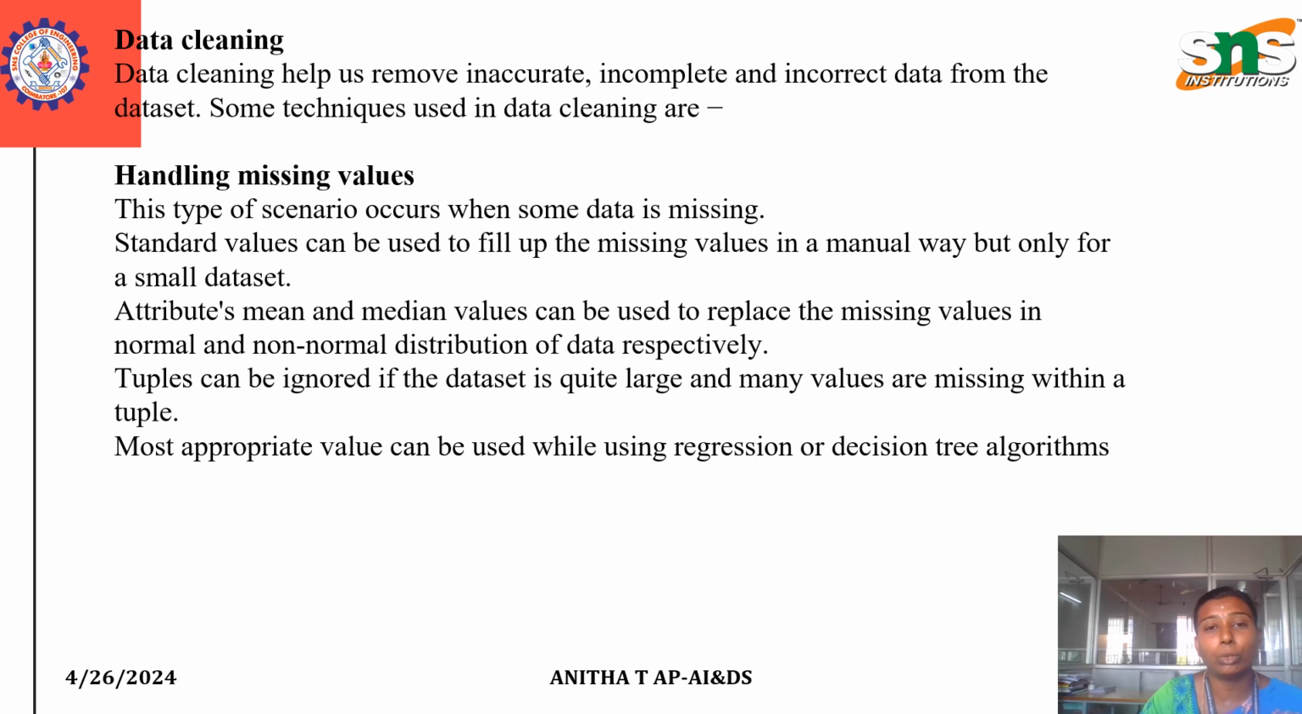Standard values can be used to fill up the missing values in a manual way, but only for a small data set. Attribute means and median values can be used to replace the missing values in normal or non-normal distributions of data respectively. Tuples can be ignored if the data set is quite large and many values are missing within a tuple. Most appropriate values can be used while using regression or decision tree algorithms.